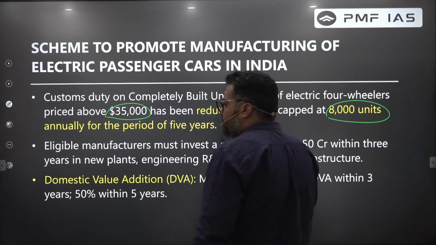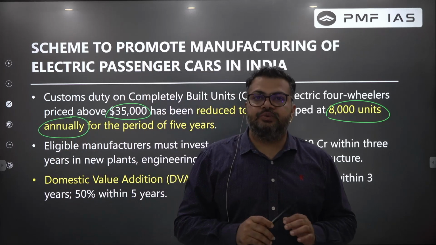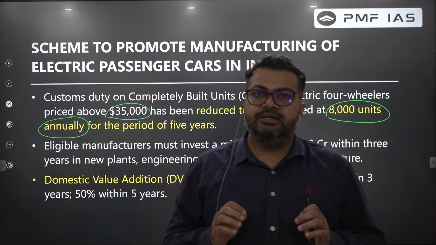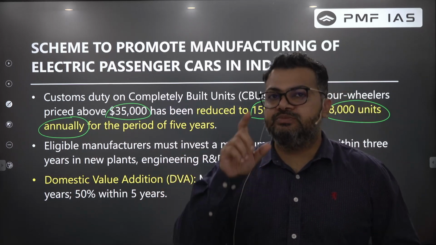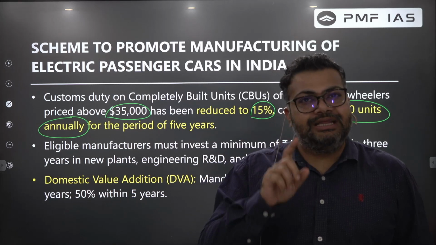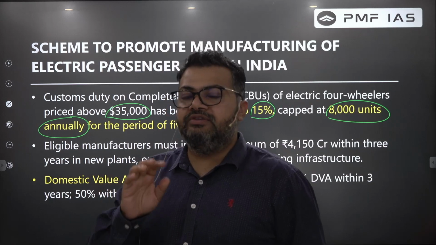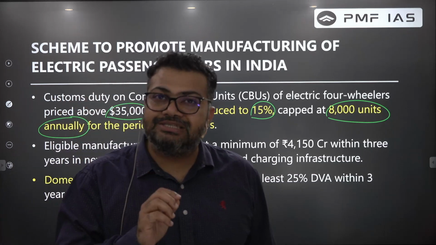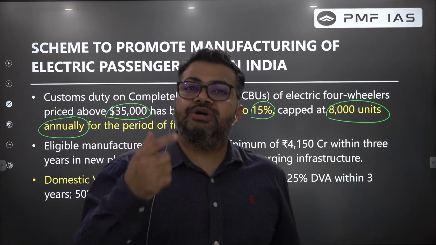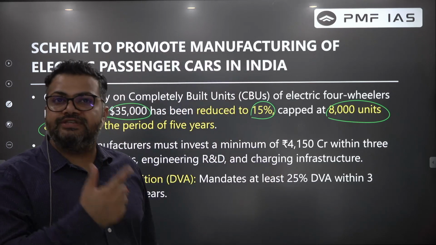So in 1 year, for 8,000 units, the import duty on completely built units has been reduced to 15% for the initial 8,000 units for the period of 5 years. So every year, if there are 8,000 units coming from outside India, the import duty will be 15%. But if the production exceeds 8,000, then they will have to end up paying the same duty of 70 to 100%.